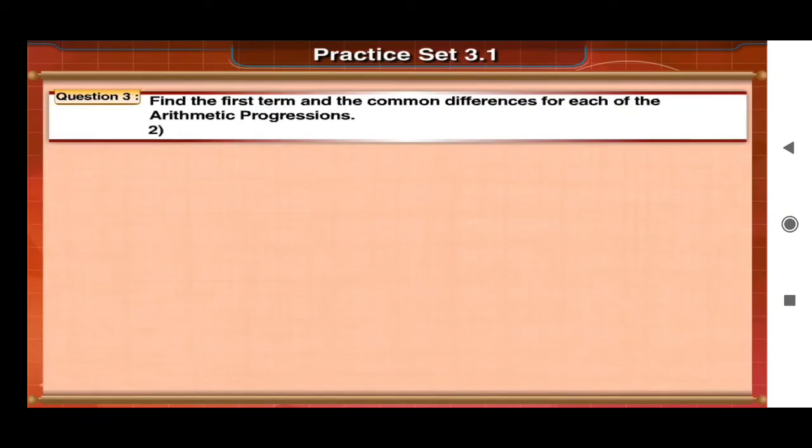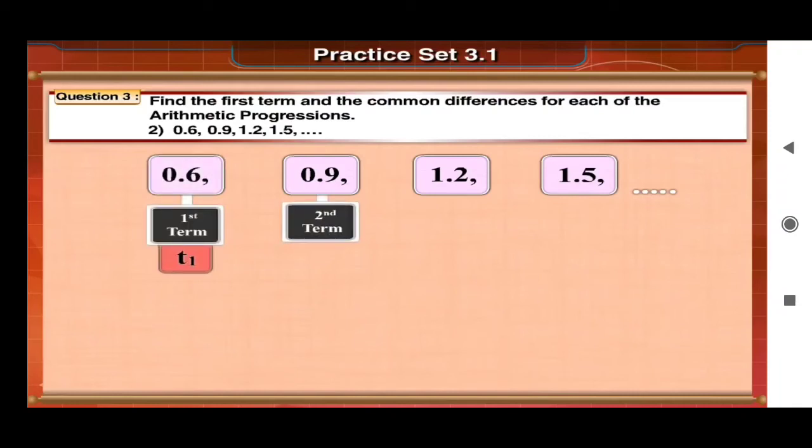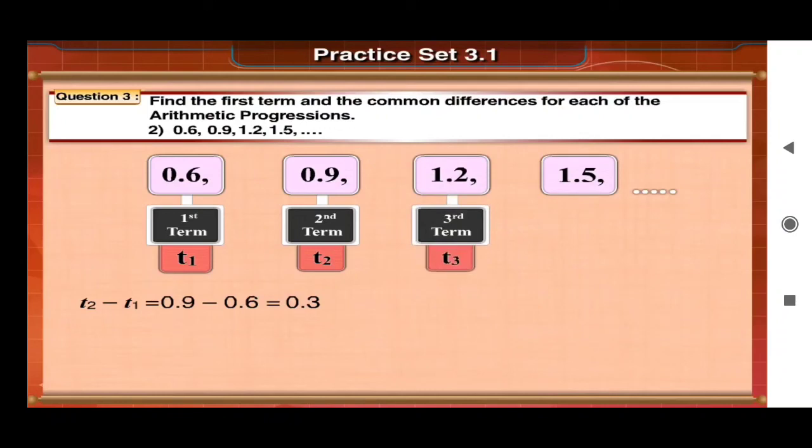Two. 0.6, 0.9, 1.2, 1.5, and so on. Here the first term T1 is 0.6 and the second term T2 is 0.9. T2 minus T1 is equal to 0.9 minus 0.6, that is equal to 0.3. 1.2 is the third term. T3 minus T2 is equal to 1.2 minus 0.9, that is equal to 0.3.